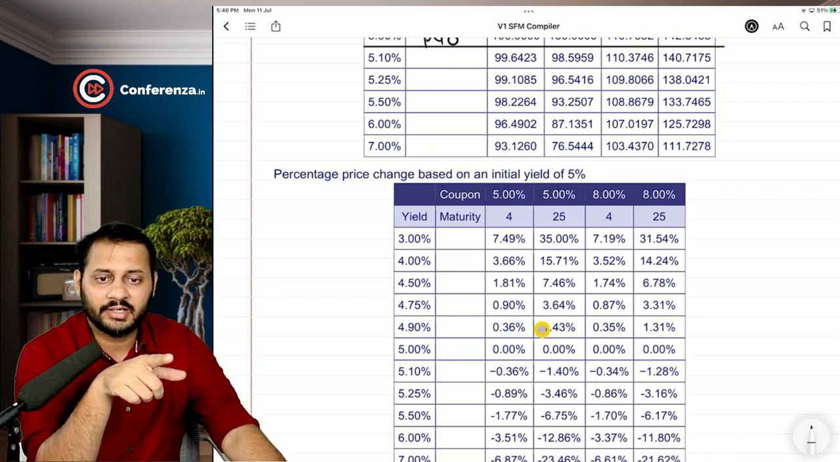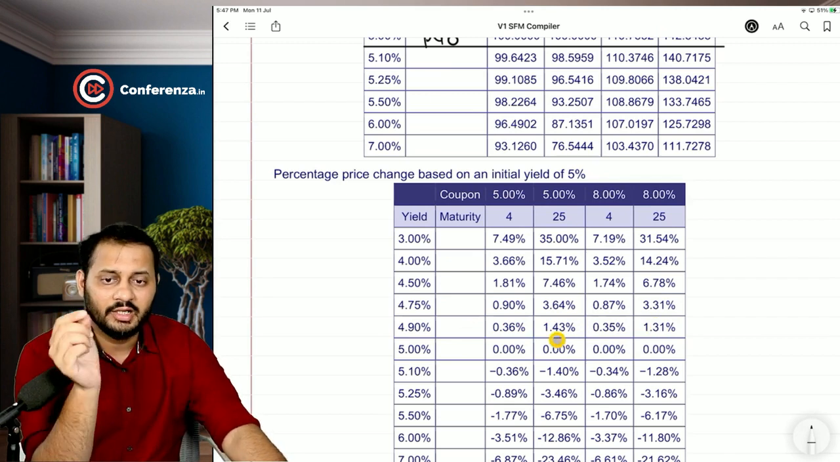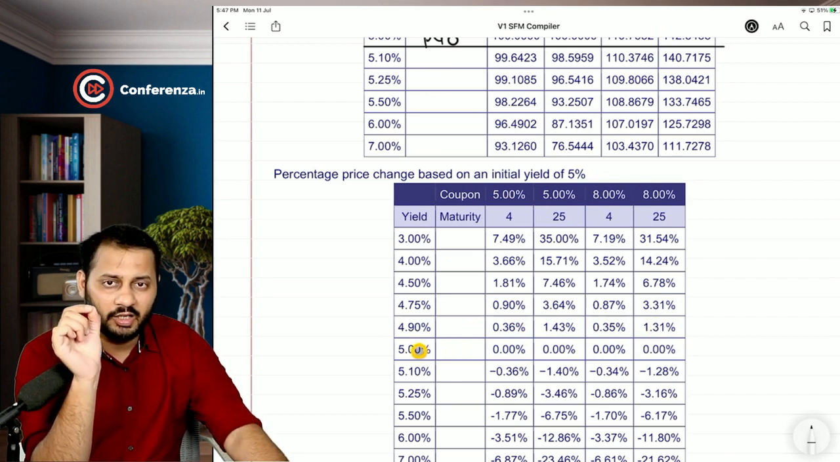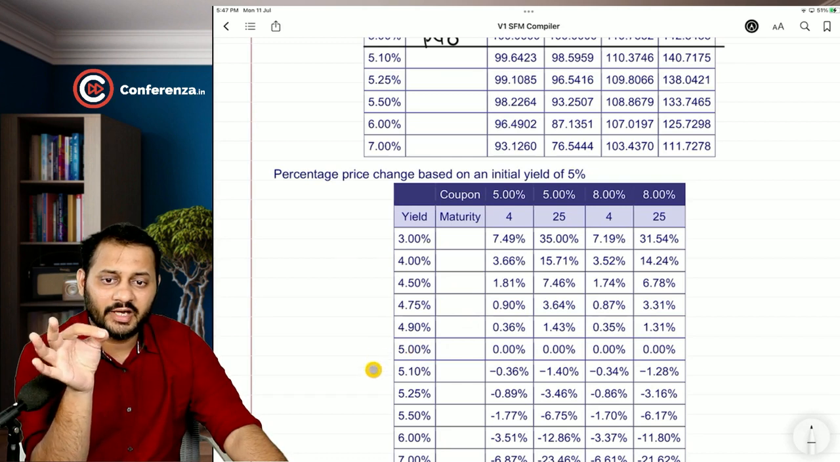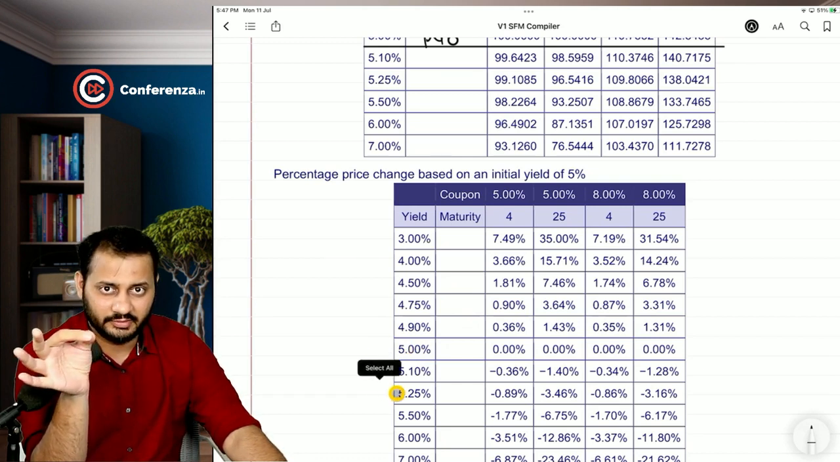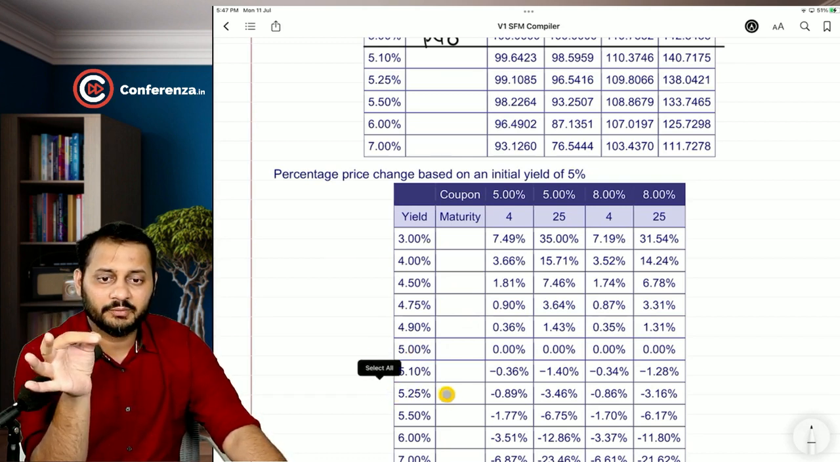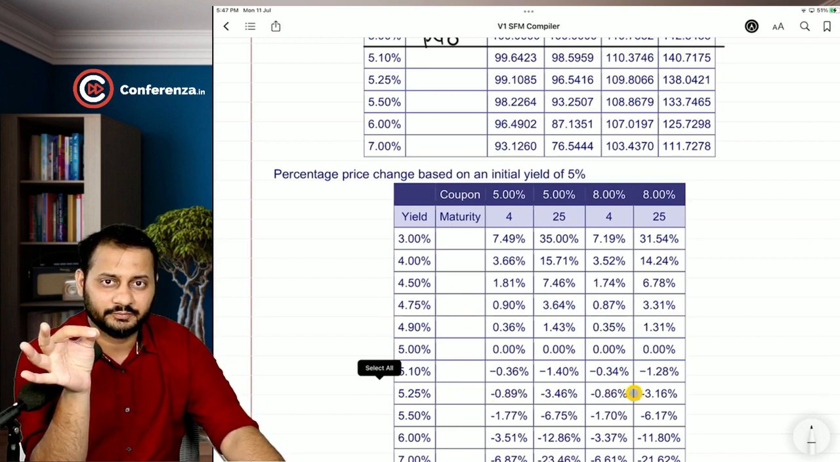Getting it? The market price will increase by this much percent in every bond. This is how you should read. Let's say, for example, if the YTM is increasing from 5 to 5.25%, then the market price will decrease by this much percent in every type of bond.